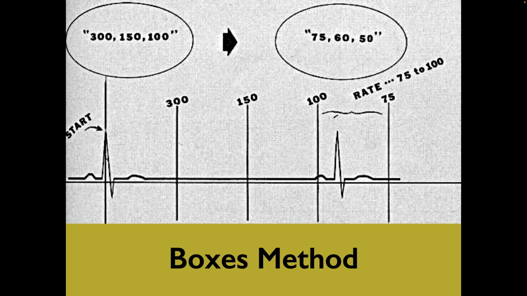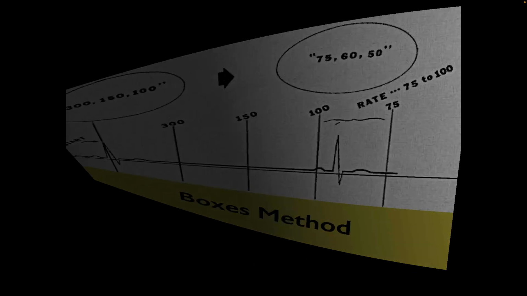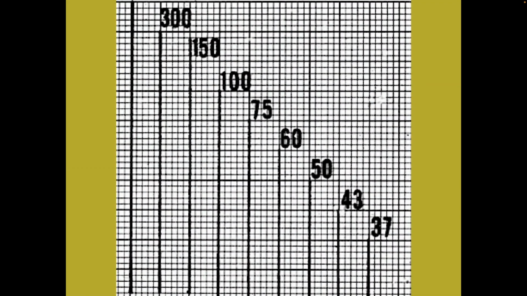So where do these numbers come from? What weird numbers. So here are the numbers that you have to memorize, and it really is easy. After you do it a bunch of times, you'll have it. So 300, 150, 100, 75, 60, 50, 43, 37, okay?